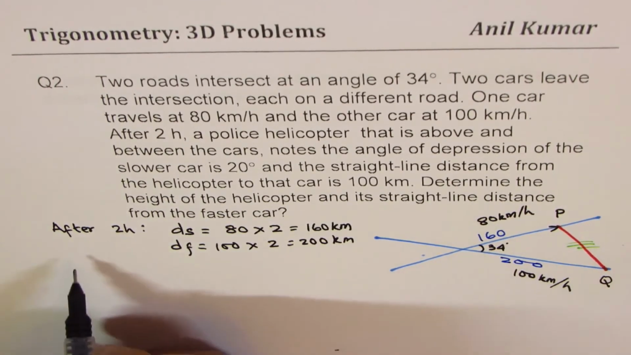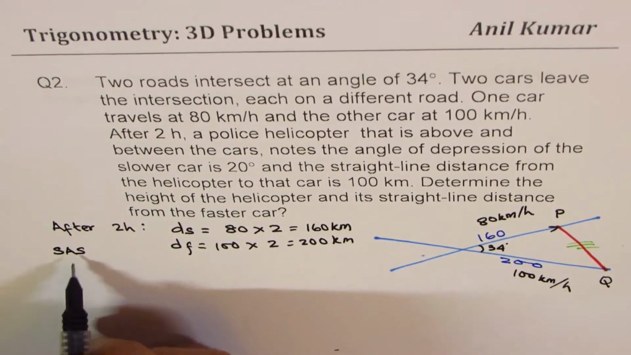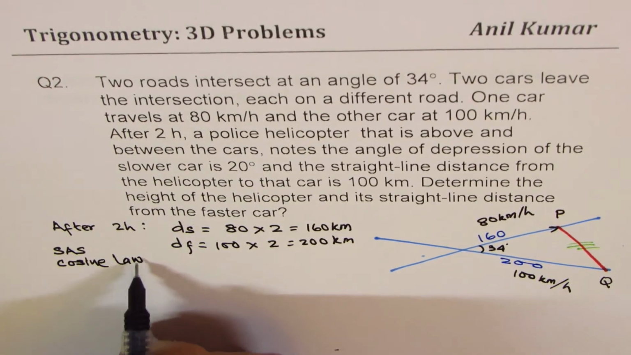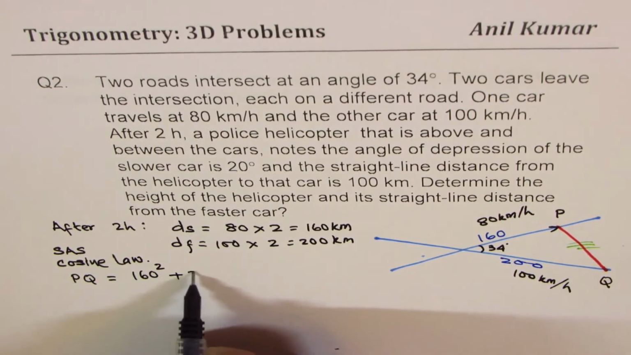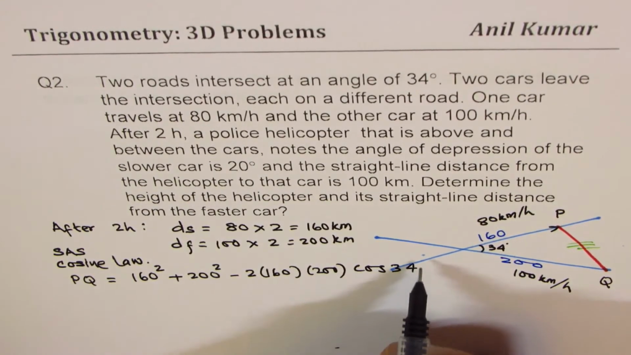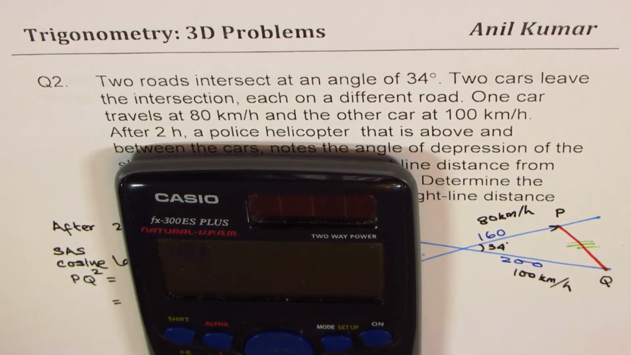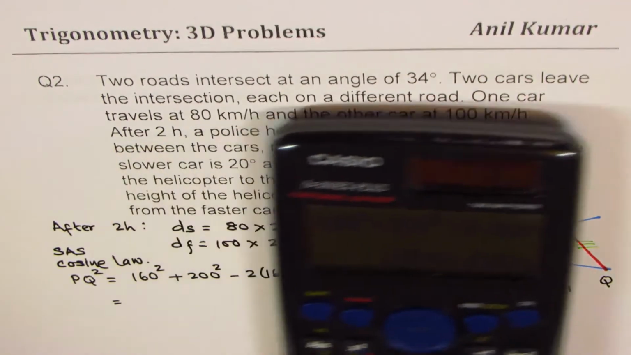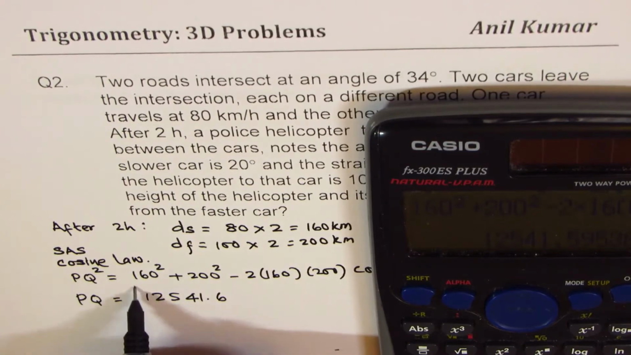Now first case, let's use the cosine law to find PQ. So we are given two sides and the included angle. So whenever you have side, angle, side, you have to write cosine law. Is that okay? Perfect. So we can find PQ squared as equal to 160 squared plus 200 squared minus 2 times 160 times 200 times cos of 34 degrees, right? That is squared, we'll square root later. Let's calculate this answer, which is 160 squared plus 200 squared minus 2 times 160 times 200 times cos of 34 degrees is equal to 12541.6, let's say.